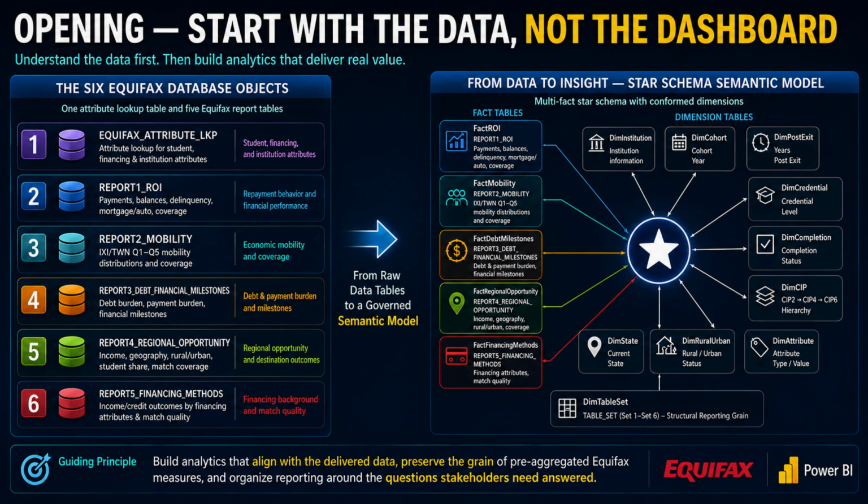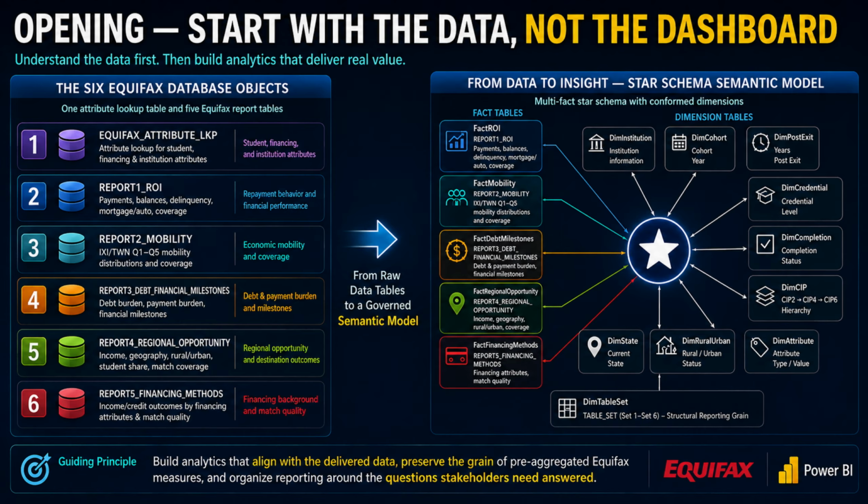In this video, we'll begin with the 6 database objects that most university systems and institutions request from Equifax: 1 attribute lookup table, and 5 Equifax report tables. Together, they provide valuable insight into financial outcomes, debt and repayment behavior, economic mobility, regional opportunity, financing background, and overall data coverage. Understanding what these 6 objects contain is the foundation for the analytics and reporting we'll build throughout the solution. Before designing dashboards or developing analytics, we should first understand what questions the data can actually answer and what insights it can realistically support.